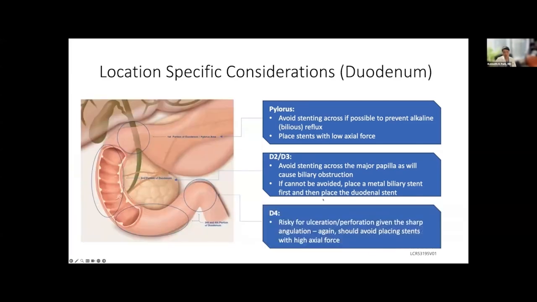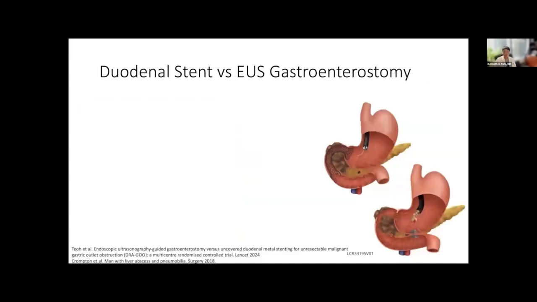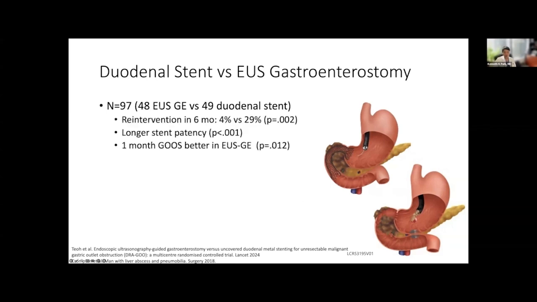Right, and D4, same thing with sort of the pylorus bulb area. Avoid placing very high axial force stents because of worry for perforations. So now I know some of you are thinking, well, you don't really place duodenal stents anymore because now we can do this new technique called the EUS gastroenterostomy. But there are some instances where a duodenal stent is still important.